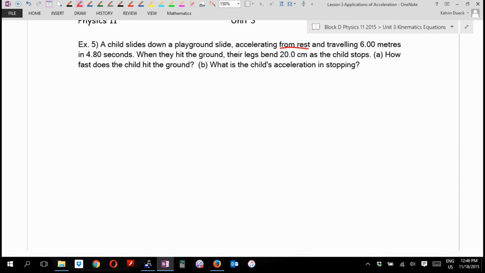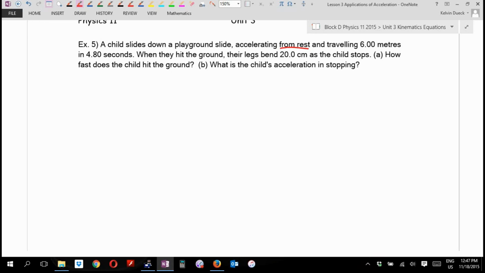Traveling 6 meters in 4.8 seconds. When they hit the ground, their legs bend 20 centimeters as the child stops. That's right. When you hit the ground, you flex your knees. Otherwise, it hurts. A says, how fast does the child hit the ground? B says, what's the child's acceleration in stopping?